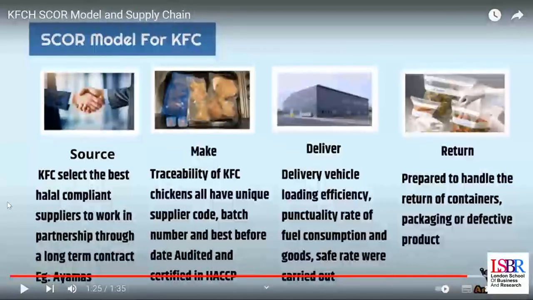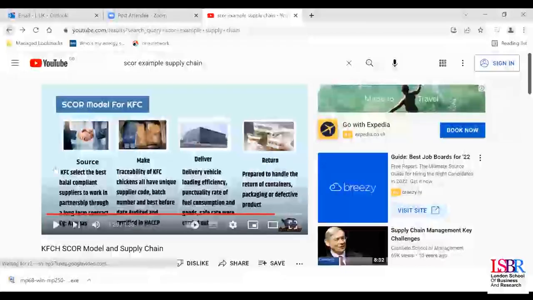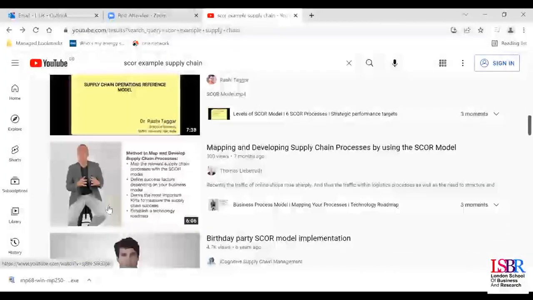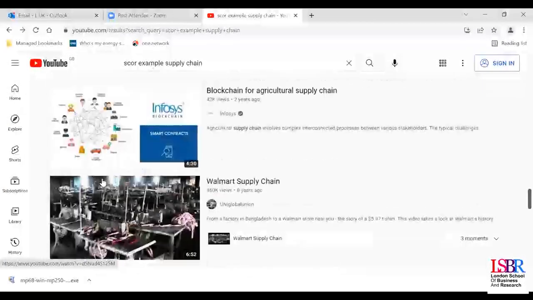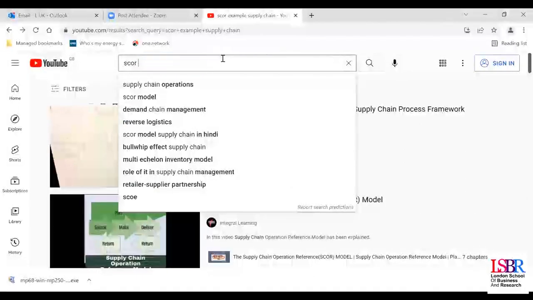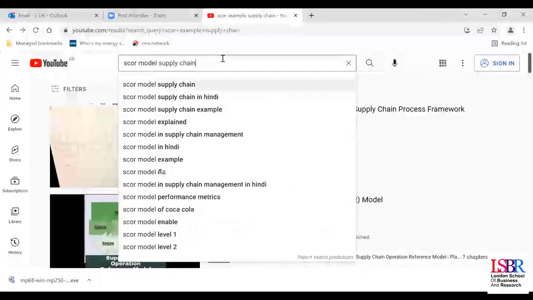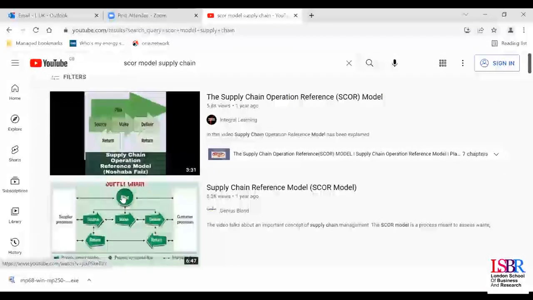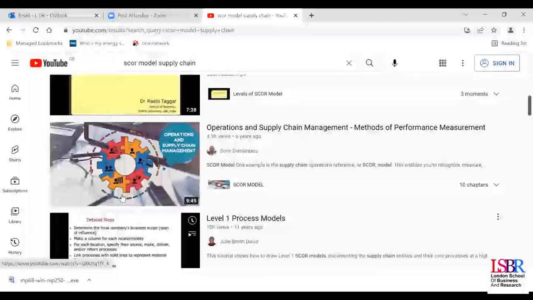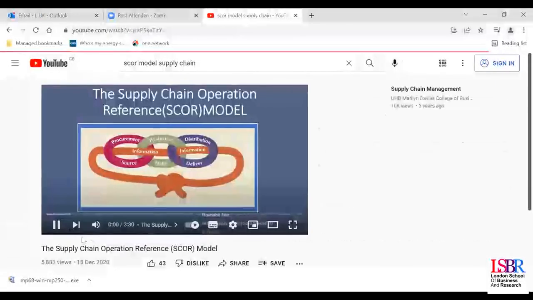Actually, all I wanted to show you is how KFC manages their own thing from the source, to the make, deliver, and return. And then we will do it together now. So I'm not too worried about the videos. I just want to show you how others do it, and then I design it for you. It would be good for you at least to see how international companies do it.